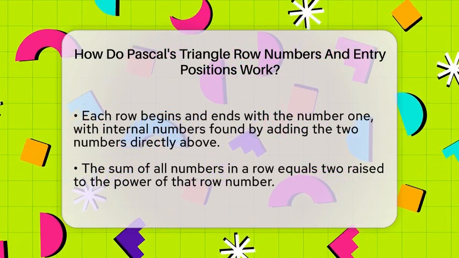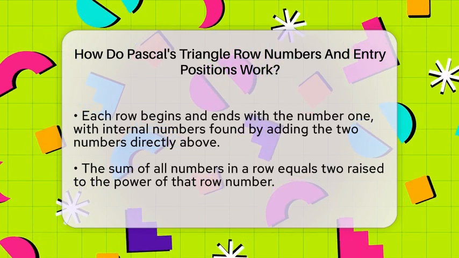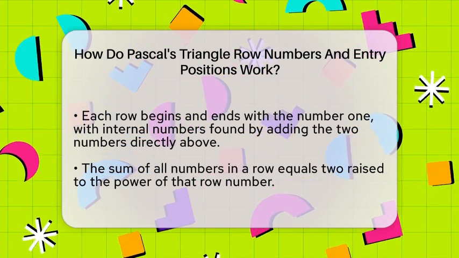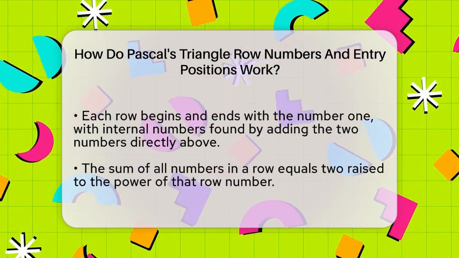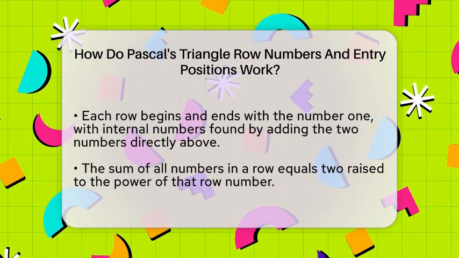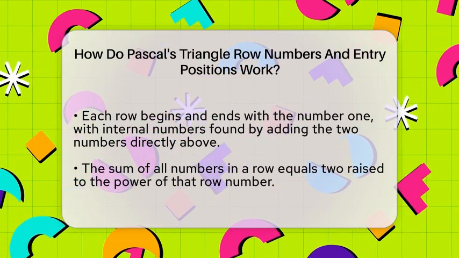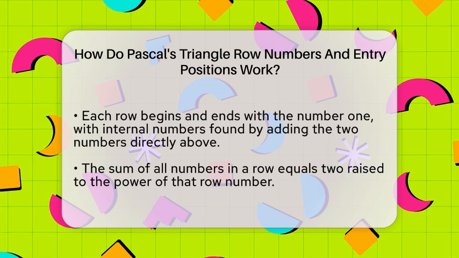A neat fact is that if you add all the numbers in a row, the total equals 2 raised to the power of that row number. For example, the sum of row 3 is 8, which is 2 to the power of 3. This shows a strong link between Pascal's triangle and powers of 2.